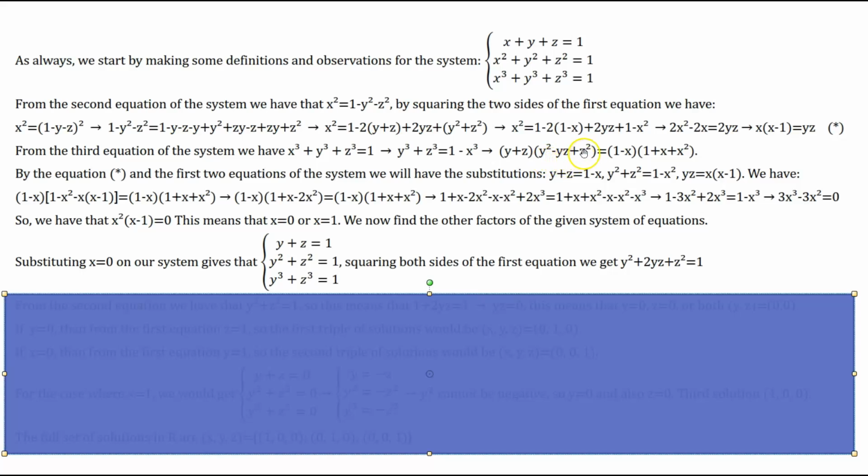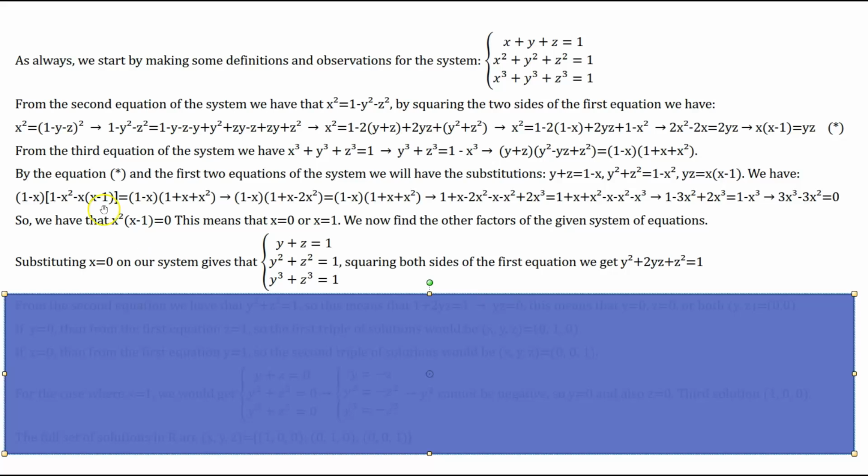Epsilon plus z squared is equal to 1 minus x squared, and epsilon z is equal to x times x minus 1. Then this one is equal to 1 minus x, which was the expression up here, times 1 plus x squared. So we do all the multiplying and the factorization needed, and at the end of all these operations, we will have that 3x cubed minus 3x squared is equal to 0. So this means that x squared times x minus 1 is equal to 0.